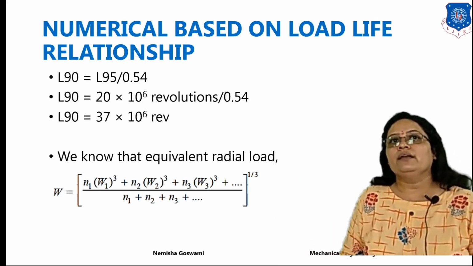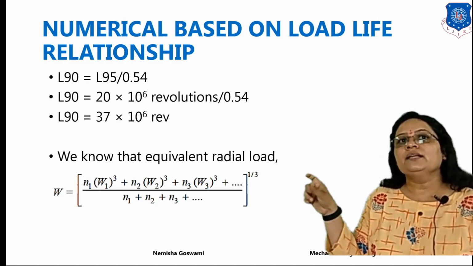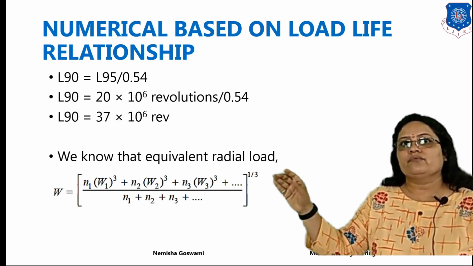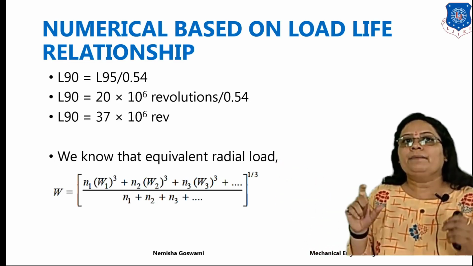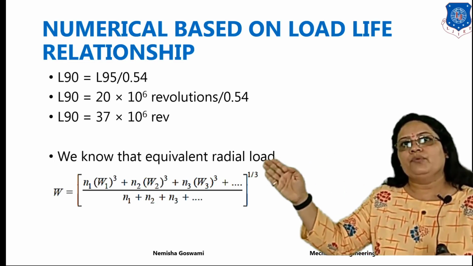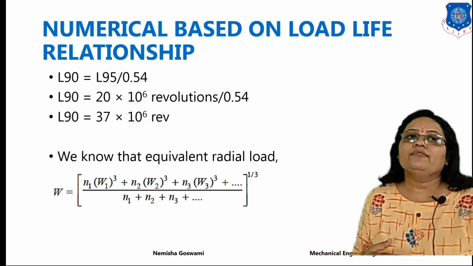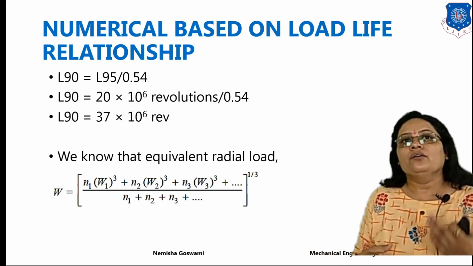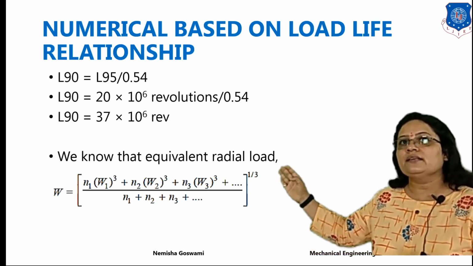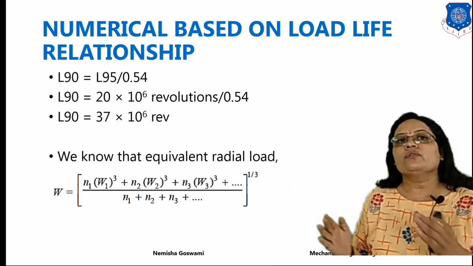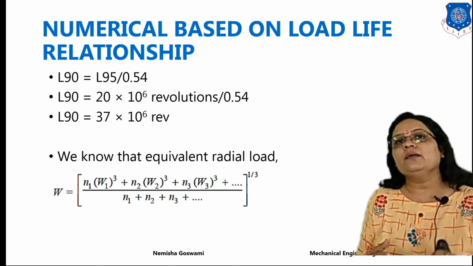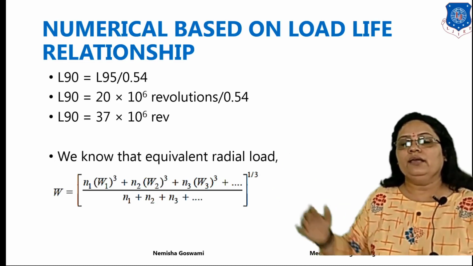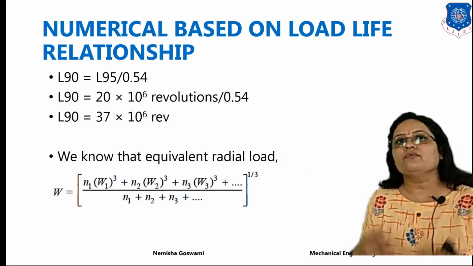So why are we taking 1 upon 3? Here 3 is your K. The actual equation was 1 upon K. Here we are considering the particular case of a ball bearing, so we have put 3. If we take the value for a roller bearing, K is 10 divided by 3, or directly 3.33. So we can find the same thing for a roller bearing and for a ball bearing.